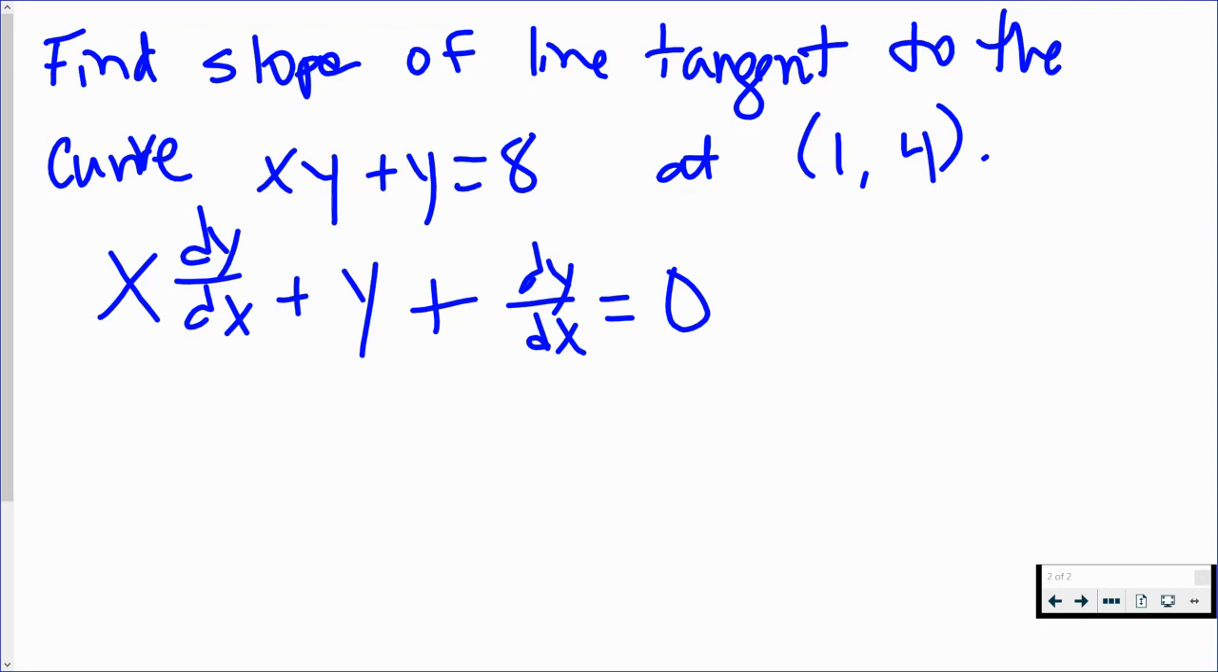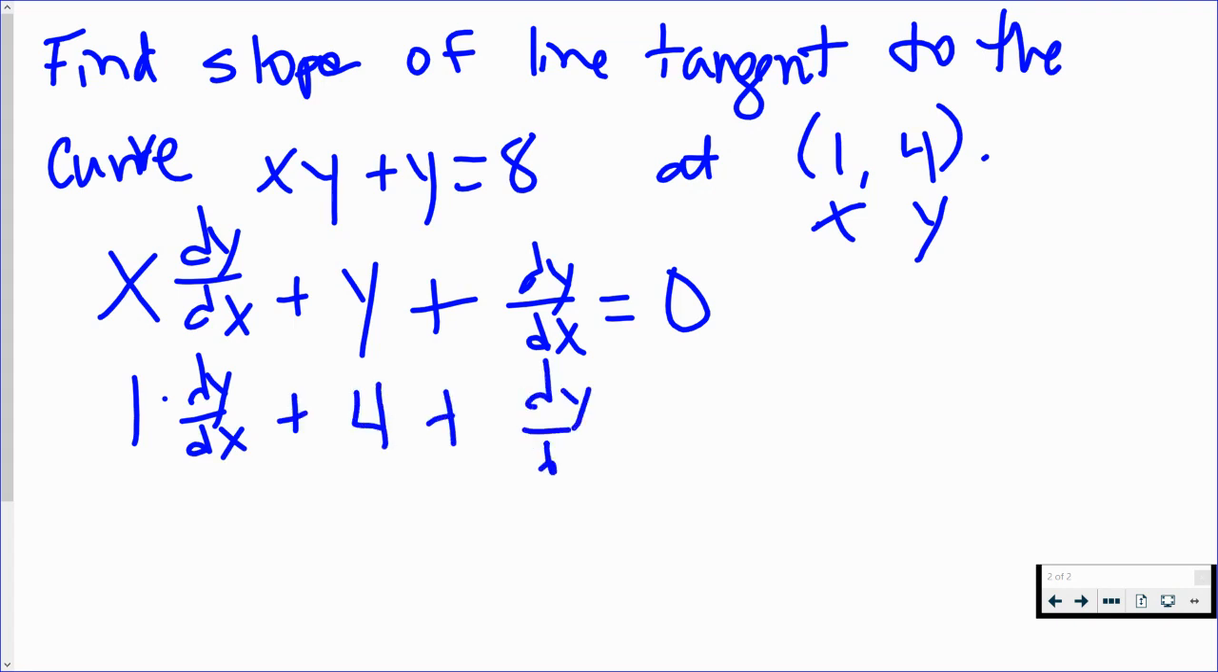We just care what the slope is, so we can go ahead and plug in. Let's plug in 1 for x and 4 for y. So 1 times dy/dx plus y, which is 4, plus dy/dx equals 0.